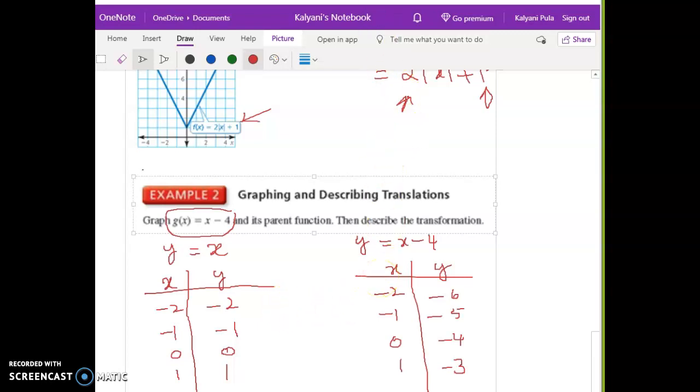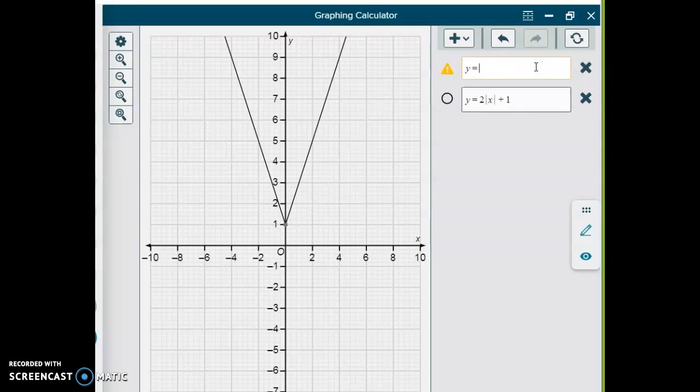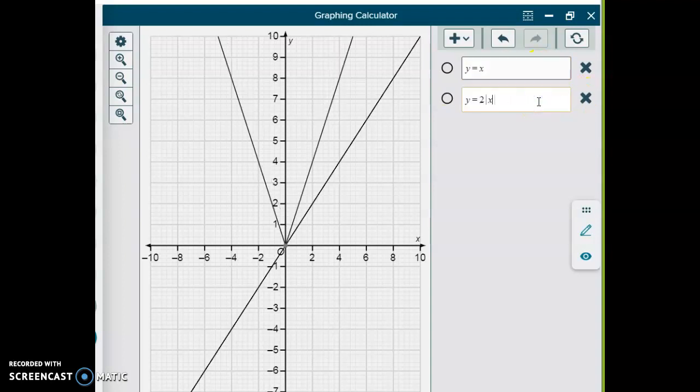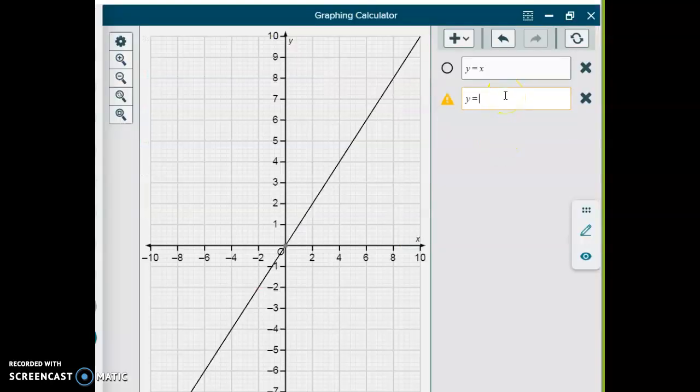Okay, so let's go to the graphing paper. I'm going to clear this. The first one is just x, right? That's the first graph, y equals x. But the next one we have here is x minus 4. So let's look into that one, x minus 4. What happened to this graph? What do you observe?